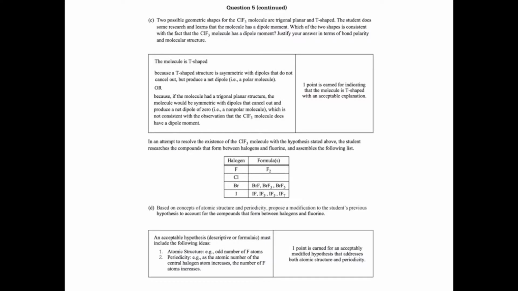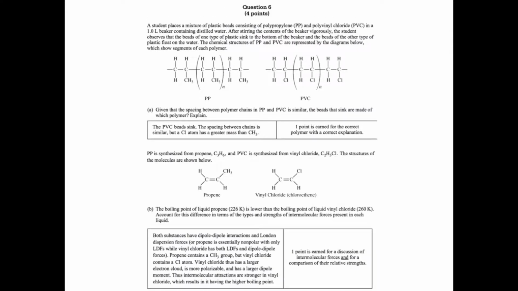In 6, it says a student places a mixture of plastic beads consisting of polypropylene and polyvinyl chloride in a 1-liter beaker containing distilled water. After stirring the contents of the beaker vigorously, the student observes that the beads of one type of plastic sink to the bottom of the beaker and the beads of the other type float to the top. The chemical structures are represented below.